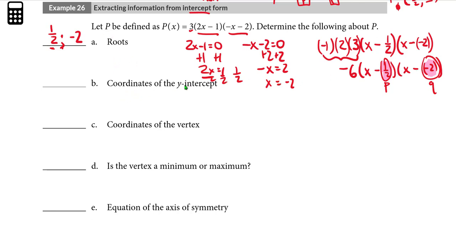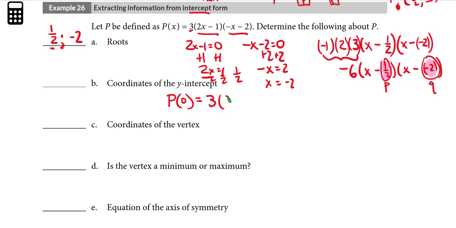Coordinates of the y-intercept, again, I can use either form. I could use the form over here, pure intercept form. I could use the form here, the more general factored form. I'm actually going to use the more general factored form here. The coordinates of the y-intercept, remember what we do is we evaluate the function at x equals 0, because that's where the y-intercept is on the y-axis, where all of my x's are 0.